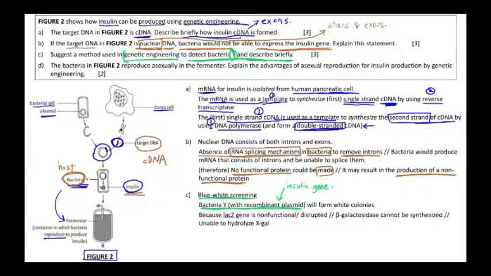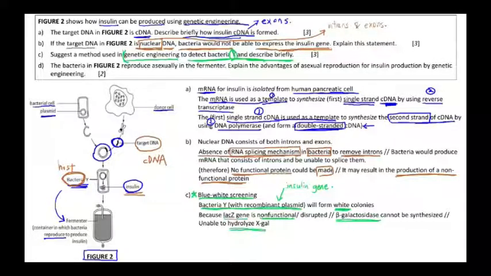What would happen to bacteria Y during blue-white screening? Bacteria Y, which consists of the insulin gene, will form white colonies. Why? Because the lacZ gene in the plasmid is non-functional. That's why it does not produce the beta-galactosidase enzyme and thus is unable to hydrolyze X-gal. This causes the bacteria Y to form white colonies.